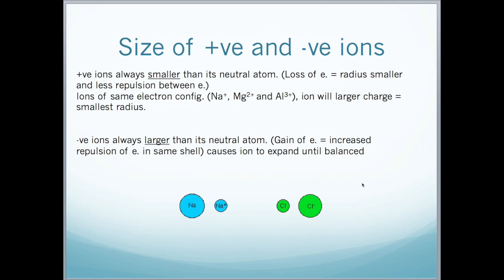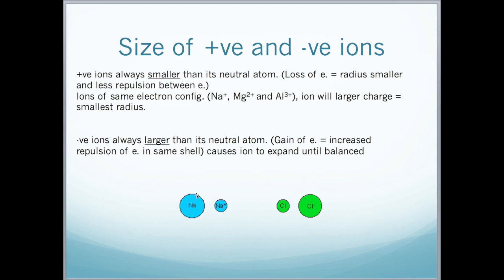So when we look at negative ions, they're always larger than their neutral atom, and that's because when we are forming an anion, we are gaining electrons. Therefore, there is increased repulsion between the electrons in the same shell, which causes the ion to expand until it's balanced again.